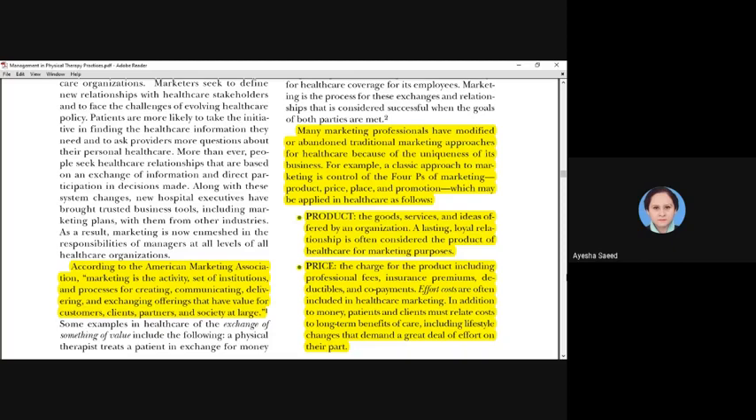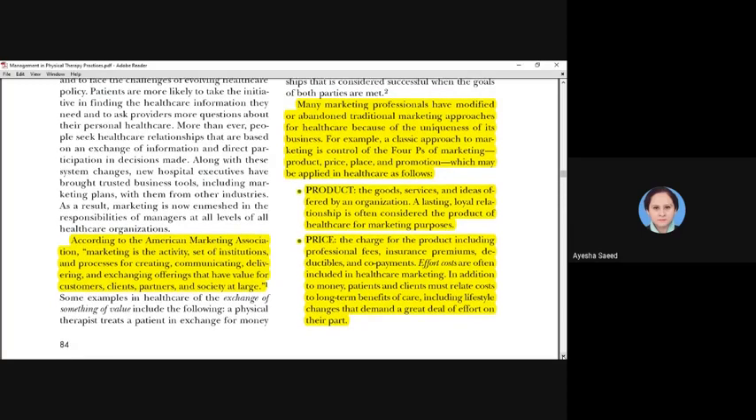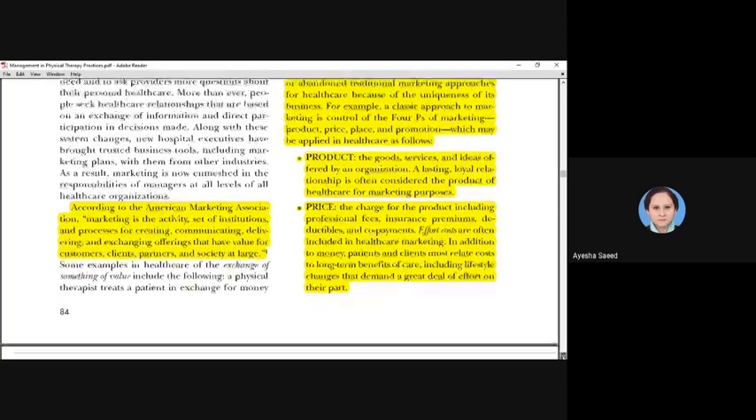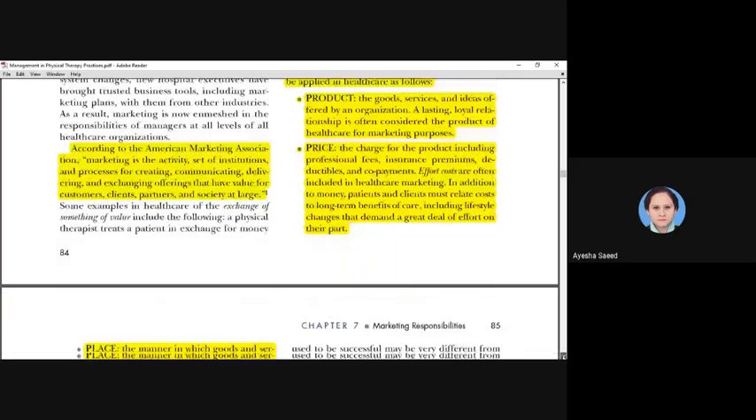Price: the charge for the product, including professional fees, insurance premiums, and co-payments. Effort costs are often included in healthcare marketing. In addition to money, patients and clients must relate costs to long-term benefits of care, including lifestyle changes that demand a great deal of effort on their part. So, healthcare practitioners take price or fees for their services that require a lot of time and effort on the part of the practitioner.